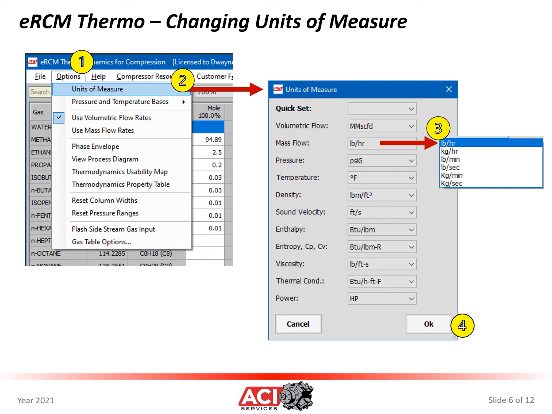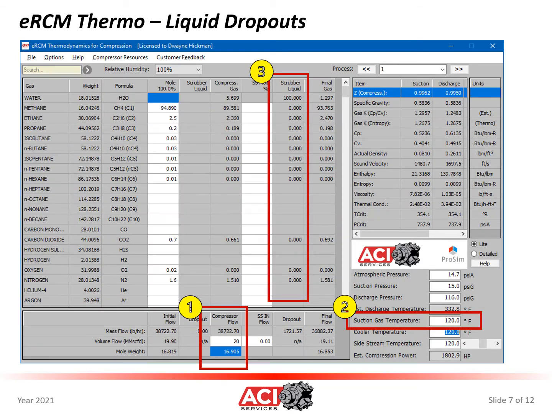eRCM Thermo supports a wide range of units of measures. If you prefer different units, click on Options in the menu bar, then select Units of Measure, and then set to desired units. The scrubber liquid columns report composition and amount in the below table of liquids that formed during the cooling process. For this example, enter a flow rate of 20 million standard cubic feet per day into the compressor at current conditions. If the inlet gas's temperature is raised from 65 to 120 degrees Fahrenheit, the inlet stream will hold more water. Thus, during its cooling phase, much of that water will drop out.